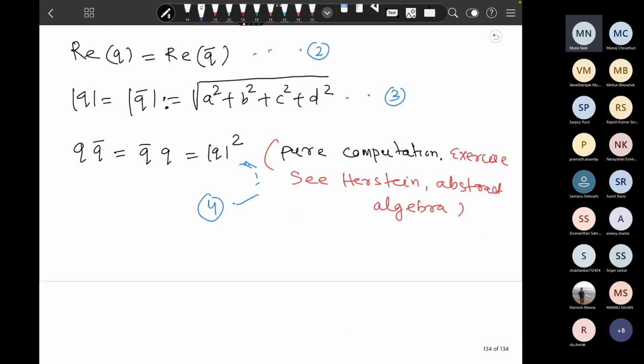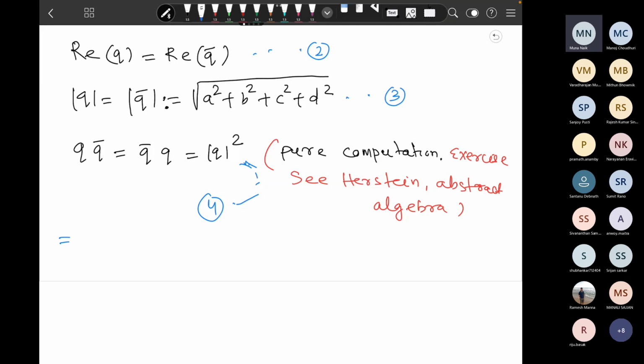Some continuous sound is coming. Is it from your side, Muna? Yes, yes. Actually the table is not balanced. Okay, so fine. No problem.